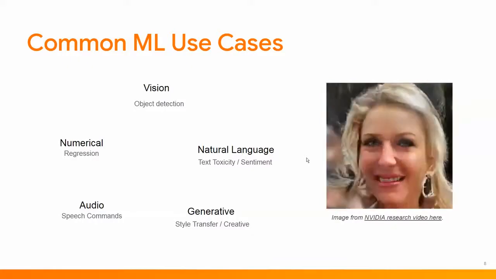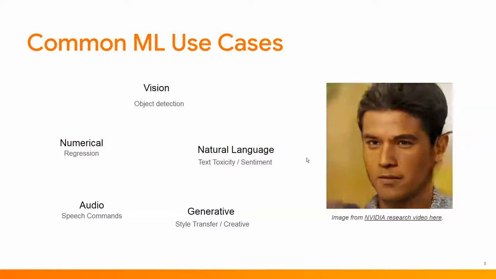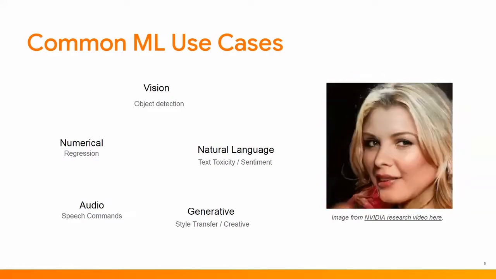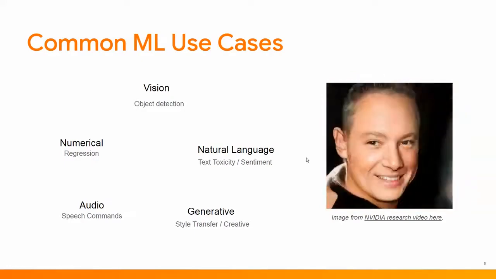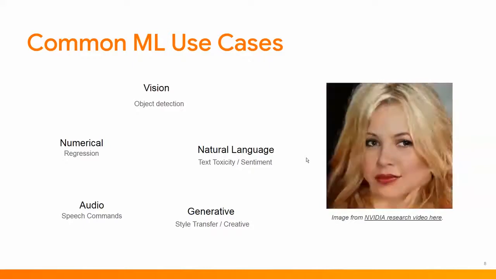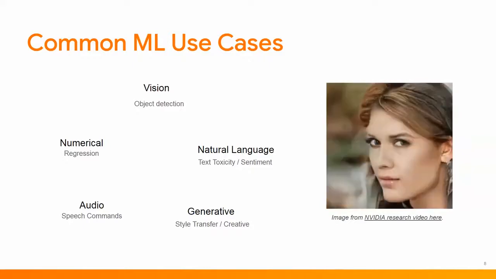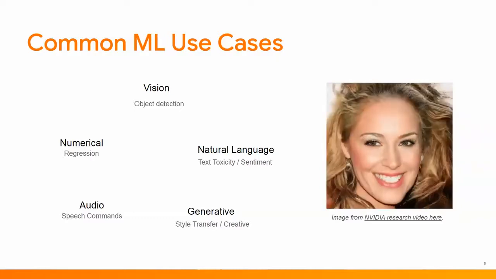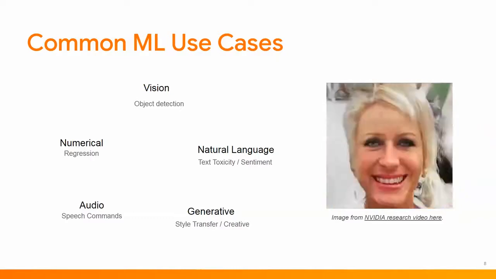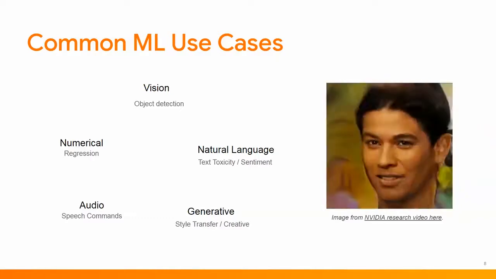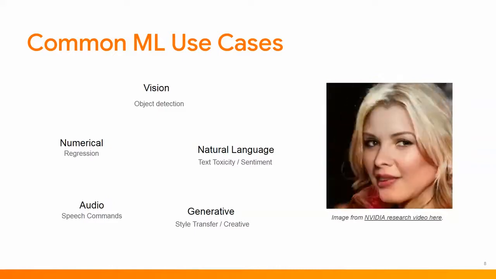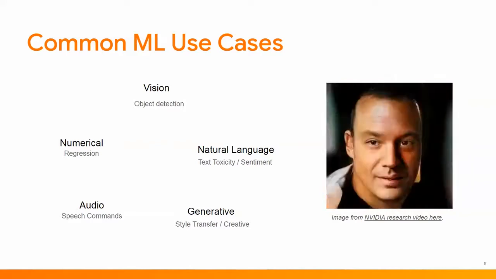So what common use cases are there then? Well, actually there's quite a few. These are the typical use cases I see machine learning being used for. There are others, of course, but we've got things like computer vision, like the object detection example we just spoke about. We've got numerical things like regression, predicting a number. Natural language, for example, text toxicity or sentiment analysis. We've got audio for speech commands, for example. And my personal favorite is generative, which is essentially things like style transfer and the creative kind of applications of ML.